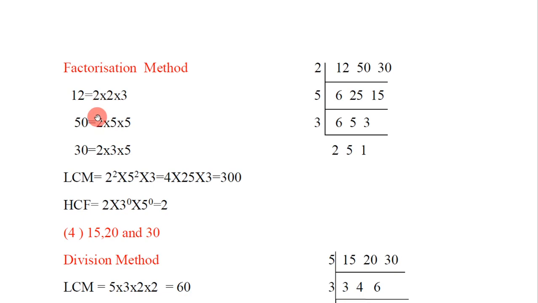So starting from 2, 2 power 2, 2 power 1, 2 power 1. Highest is 2 square. Then 3 power 1, 3 power 0, 3 power 1. Highest is 3 power 1. Next 5 power 0, 5 power 2, 5 power 1. Highest is 5 power 2. So multiply them. It gives 300.